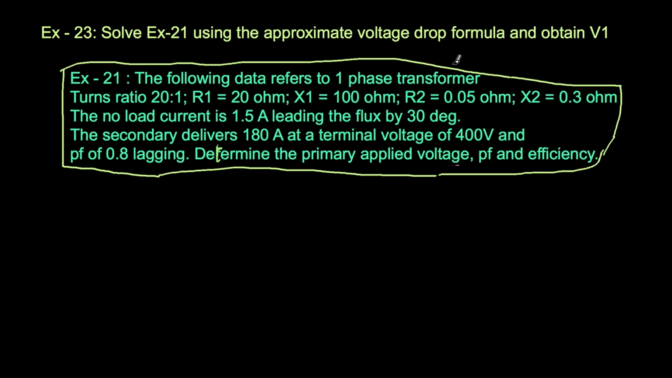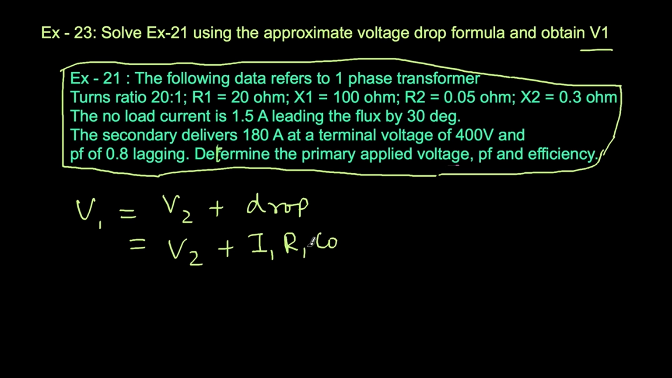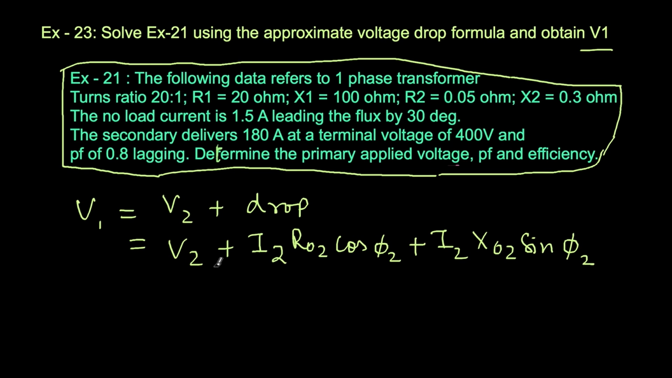So how do you find it? The objective is to obtain V1. V1 is nothing but V2 plus drop. And what is the drop? It is I2 R02 cos phi 2 plus I2 X02 sin phi 2. Simple. All these are not complex numbers, they are just magnitudes: magnitude of V2, magnitude of I2. So we just do this multiplication and we get the magnitude of V1. So this is what we wanted.